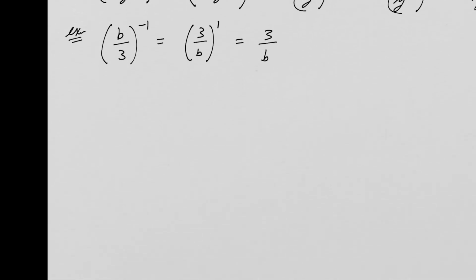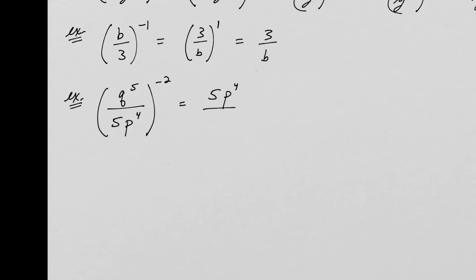Okay, and then the last one, this one's a little more complicated, but if you can do this one, you can do any of these. So let's say I have q to the 5th over 5p to the 4th, and it's raised to the negative 2 power. Okay, so since I have a quotient raised to a negative power, I'm going to use that rule where I flip the quotient inside. And then what does that do?